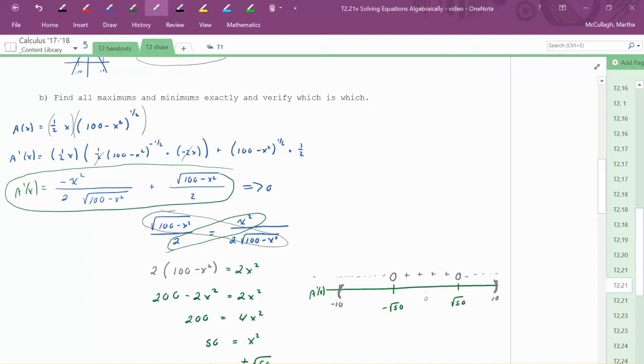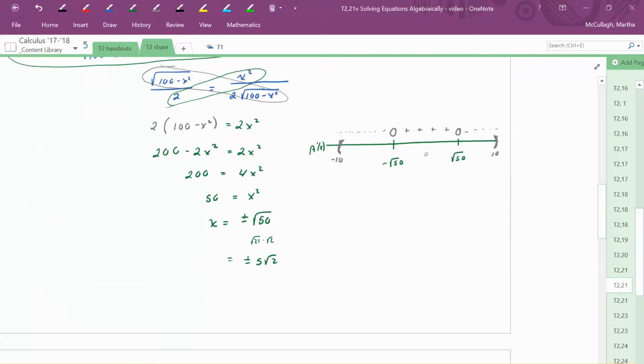If we're doubting that, you could certainly plug in a value on your calculator and see just how big of a number you get here. So that tells us that our function is decreasing, it's increasing, it's decreasing. That means that this is a minimum value and this is a maximum value.